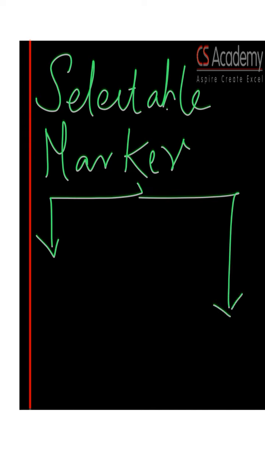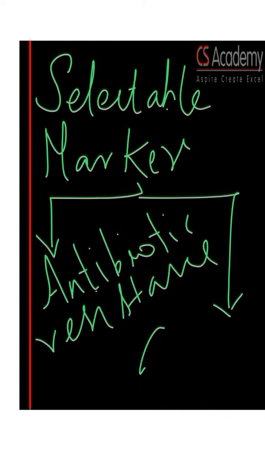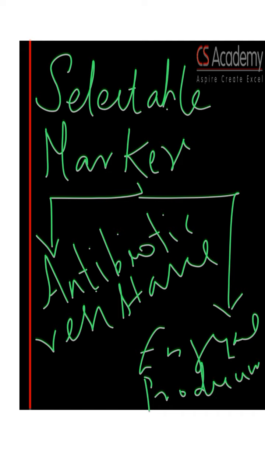When we talk about vectors, our vector should have selectable markers, and we took two examples for the selectable markers. One was an antibiotic resistance gene and another one is enzyme producing gene. Now let us see how we use these markers to choose between transformants and non-transformants.